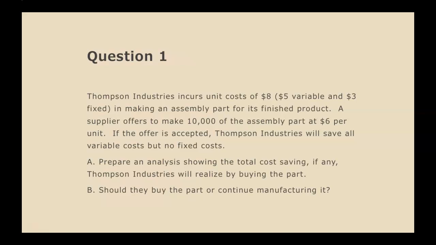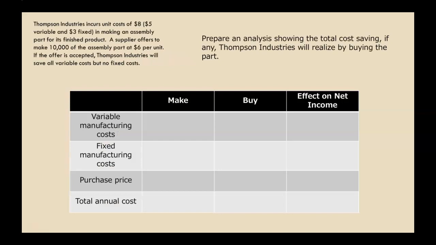If the offer is accepted, Thompson Industries will save all the variable costs, but none of the fixed costs. What we need to do is prepare an analysis showing the total cost saving, if there's any, that Thompson Industries would realize by buying the part. And then based off that analysis, we can make the decision whether they should buy the part or continue manufacturing it. So we're going to set up a table like this, right?